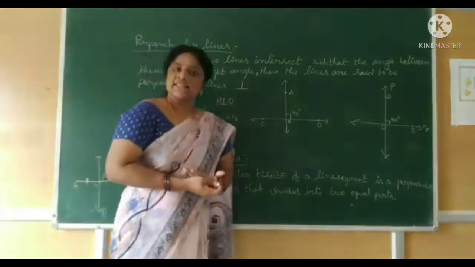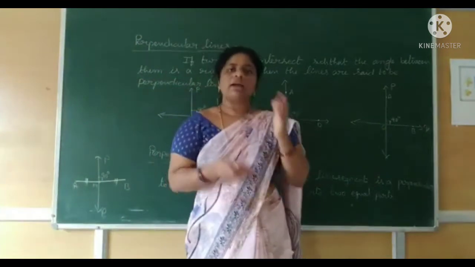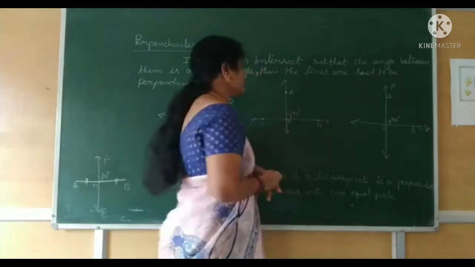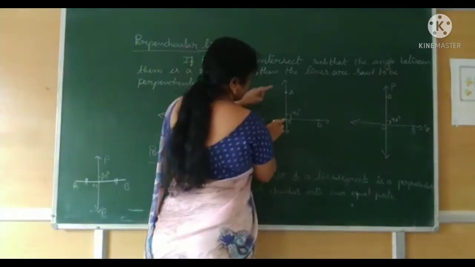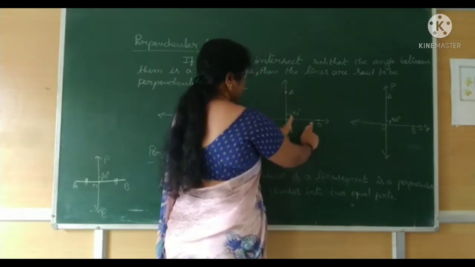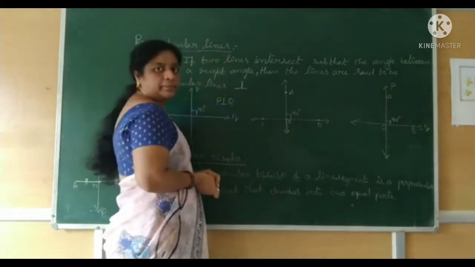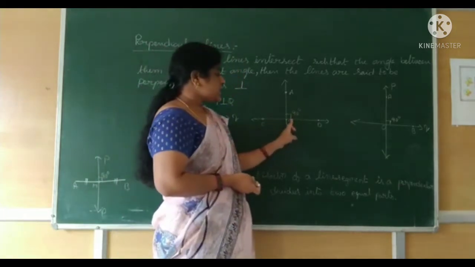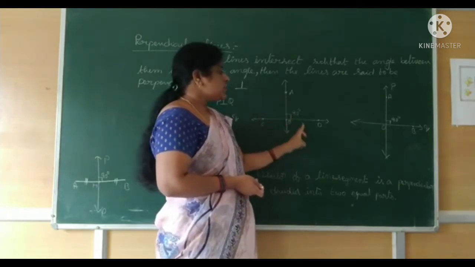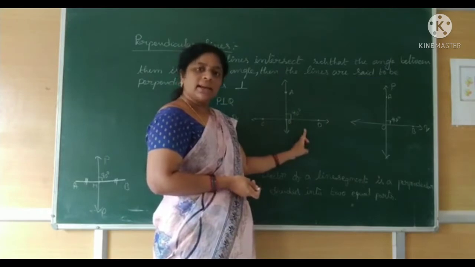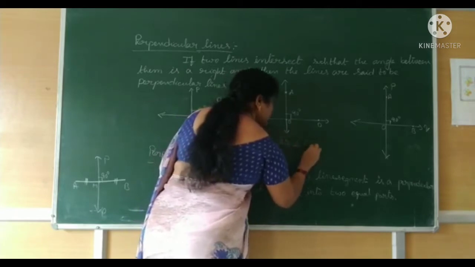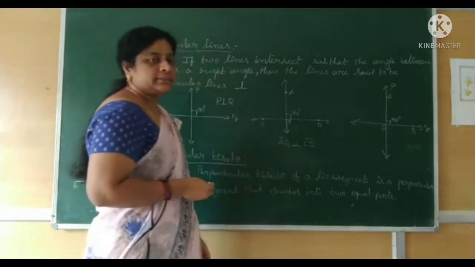What is a line segment? A line segment is a part of a line. See here, AB is a line segment. CD is a line segment. These two line segments intersect at one point, making an angle of 90 degrees. So these two line segments are perpendicular line segments. So how can we write? Line segment AB is perpendicular to line segment CD.